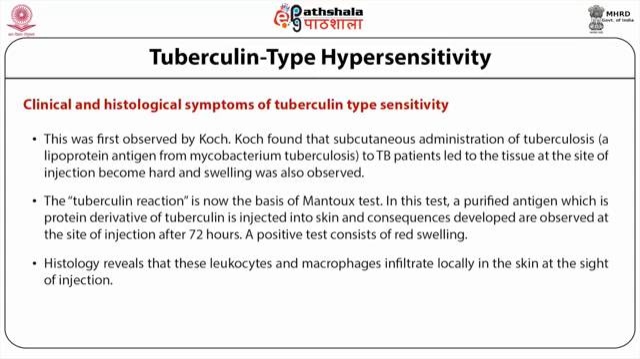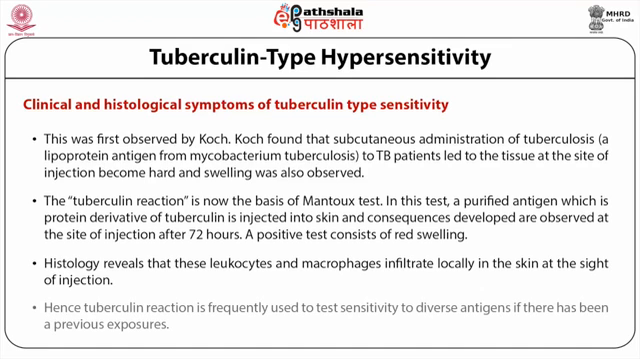Soluble antigens from many other organisms produce similar responses. These organisms include M. leprae and Leishmania tropica. This hypersensitivity is also observed with some non-microbial antigens. Zirconium and beryllium react with skin proteins. Hence, the tuberculin reaction is frequently used to test sensitivity to diverse antigens if there has been a previous exposure.